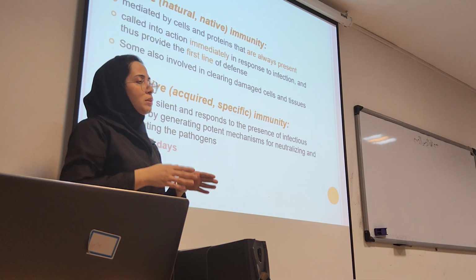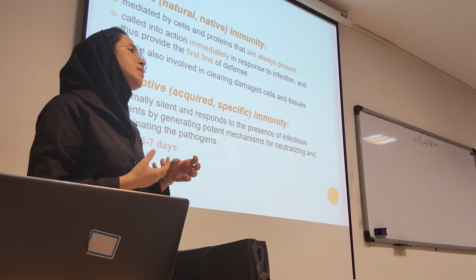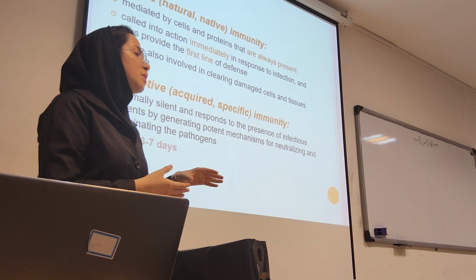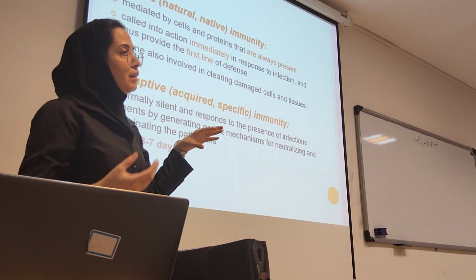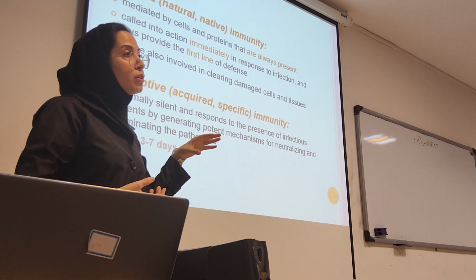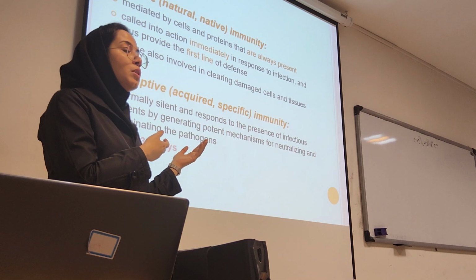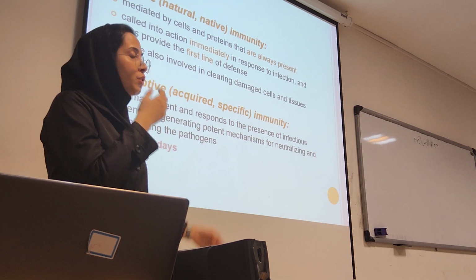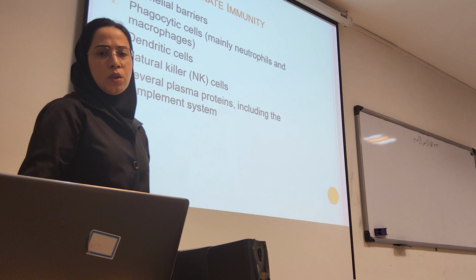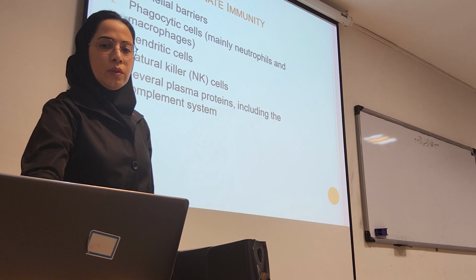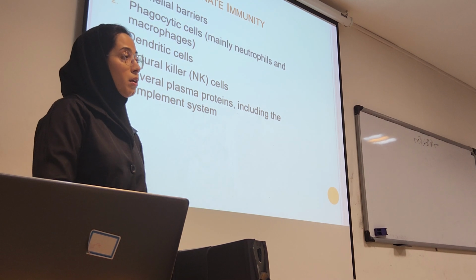So both these systems are important in defense against microorganisms, and disorders that involve either the innate immune system or the adaptive immune system lead to immune deficiency. So about the innate immune system, we have natural killer cells, macrophages and dendritic cells.